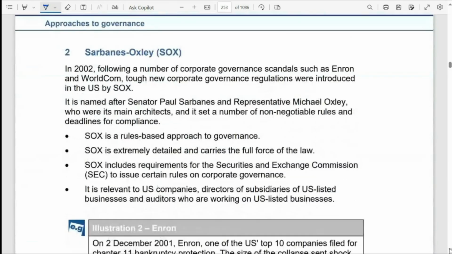Sarbanes-Oxley, SOX, is a rule-based approach to governance. SOX is externally detailed, carried out with the full force of the law, and protected by the government. SOX includes the requirements of the Securities and Exchange Commission, and it is relevant to U.S. company directors, subsidiaries, U.S. listed companies, and all these things.